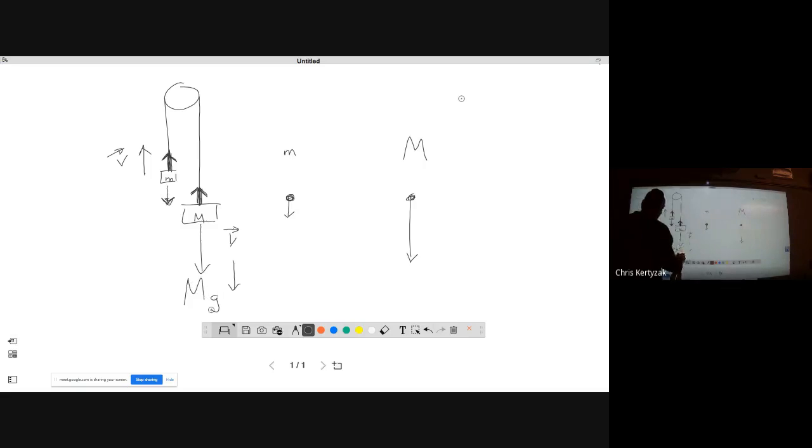Big mg minus little mg, right? F net. The net force in the system, again, is big mg minus little mg. It's the difference between them. It's an unbalanced amount, right? This is more downward force than this one. By how much more? By big mg minus little mg. Notice there's no tension in there, right?